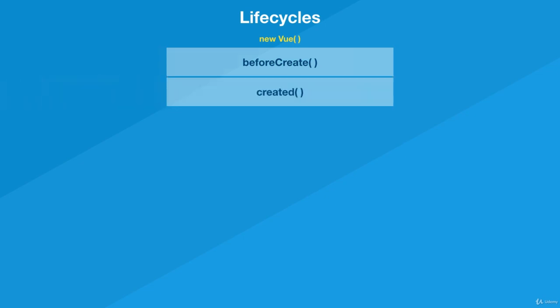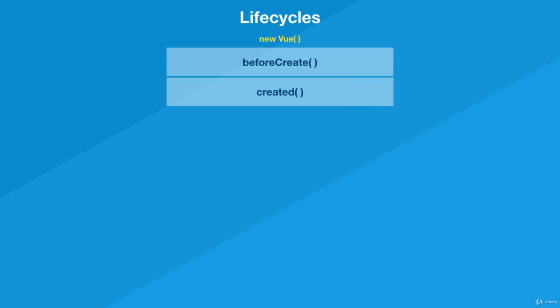Before everything gets created, you're going to get the first life cycle, which is before create. This one is going to initialize the data, events, and everything else. And of course, this before create comes before that. So after everything is created, you're going to get a different life cycle saying that everything was created and it's ready to go.